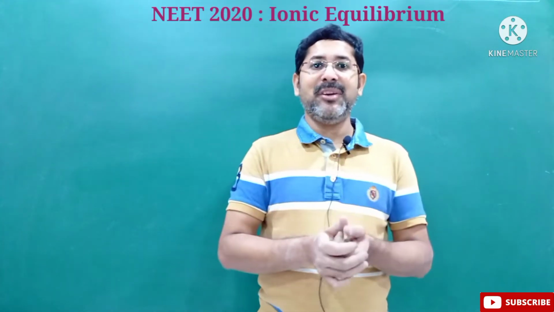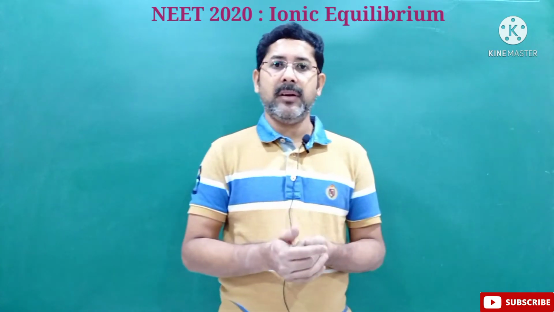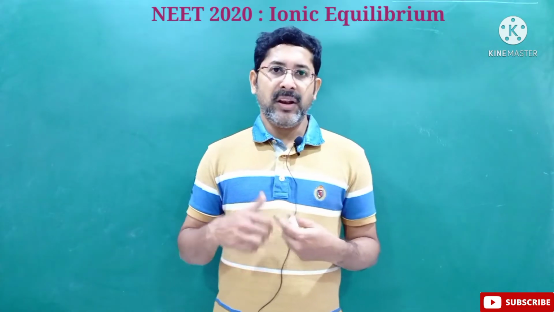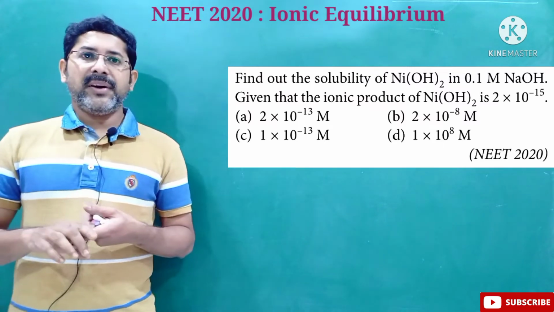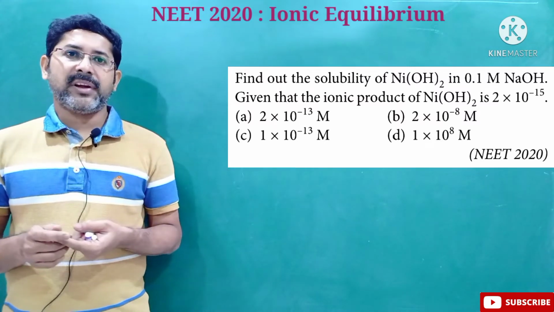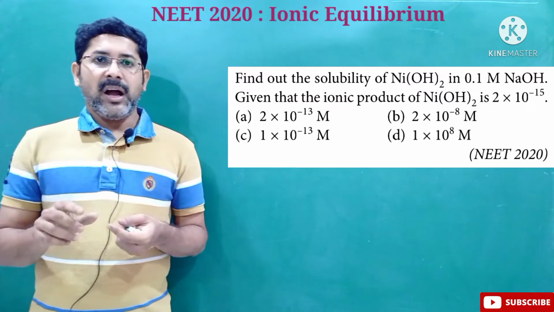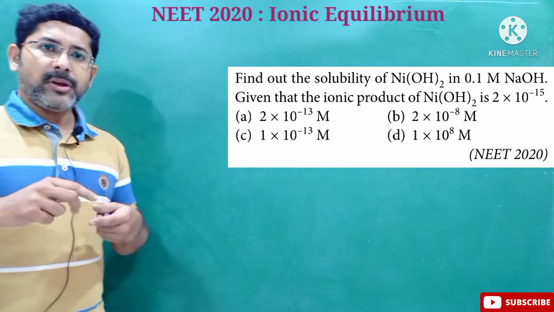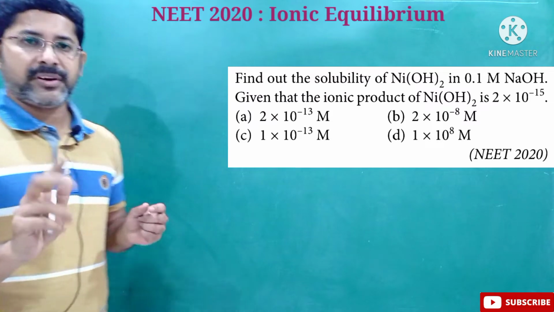In this video, we will solve one MCQ question on the Ionic Equilibrium chapter from the NEET 2020 paper. So let's start. You see the question on the screen. The question is, find the solubility of nickel hydroxide in 0.1 molar sodium hydroxide solution, and the ionic product of nickel hydroxide is given. We have to find the solubility of nickel hydroxide in sodium hydroxide solution.